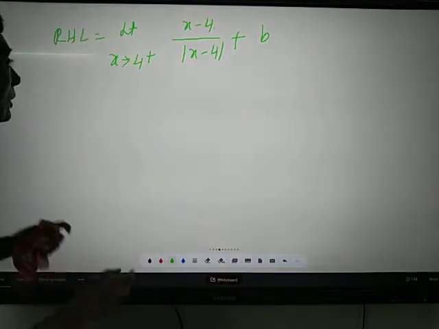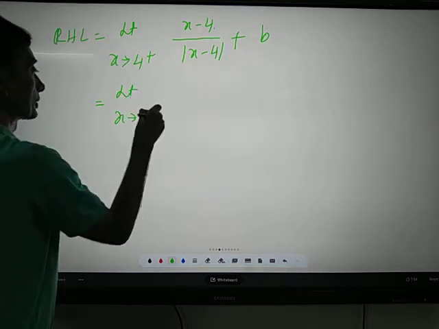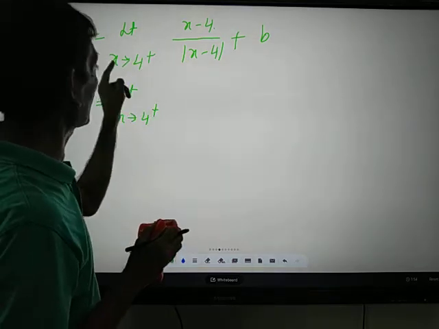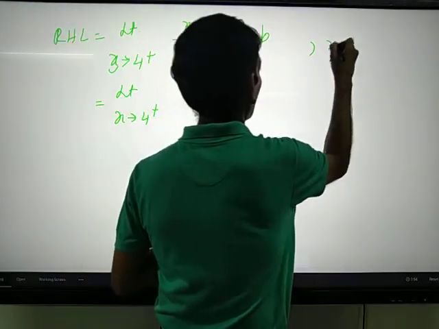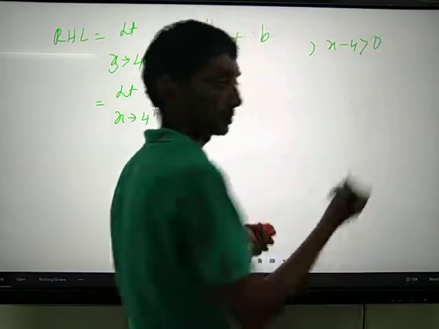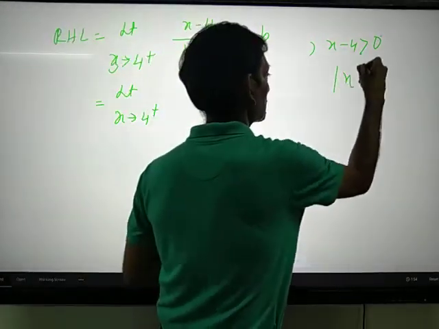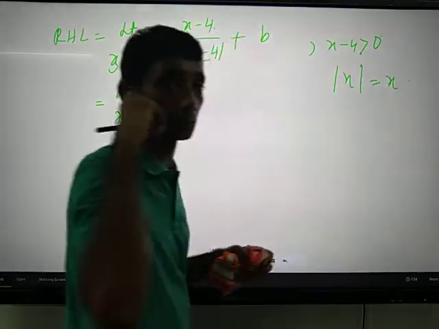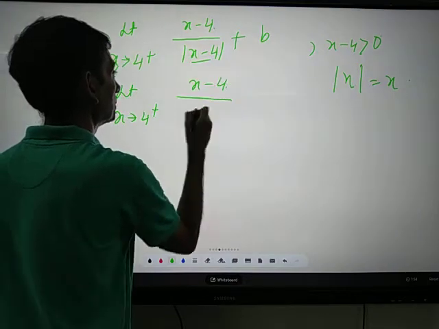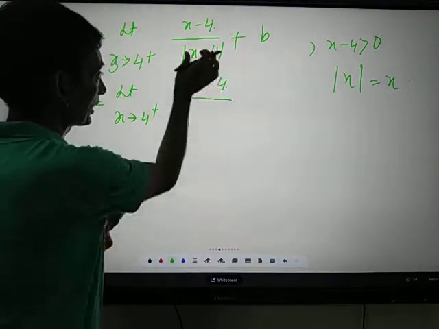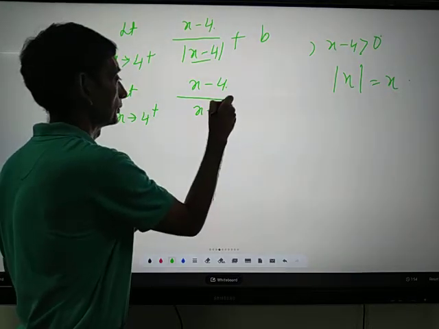Okay, plus b. Now limit x tends to 4 plus. So x approaches 4 plus means x is greater than 4. So x is greater than 4 means here x minus 4 is greater than 0. It's positive. That means this x minus 4 is positive. So therefore, when x is positive, mod x is always equal to x. So for the mod (x minus 4), we can just remove the mod sign because x minus 4 is positive. So it will be x minus 4.